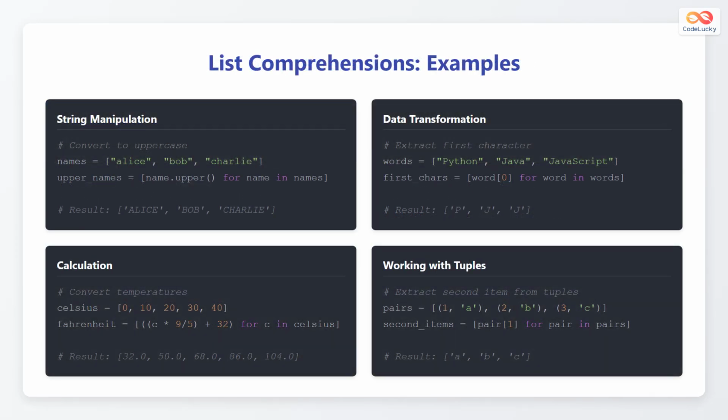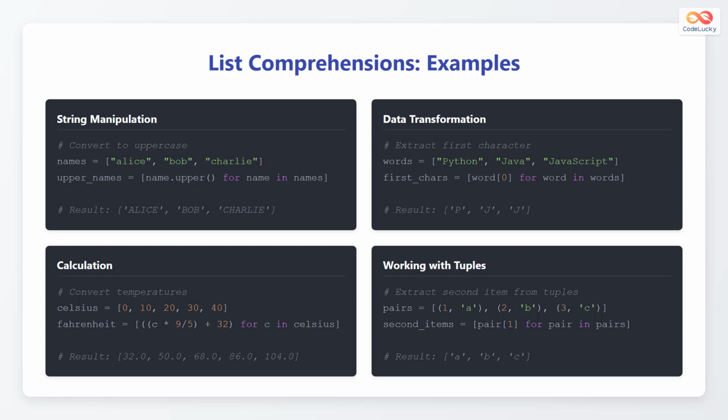Let's explore some more practical examples of list comprehensions. In the string manipulation example, we convert a list of names to uppercase using the upper method. In the data transformation example, we extract the first character from each word in a list.